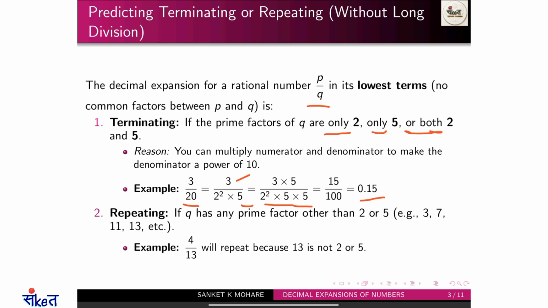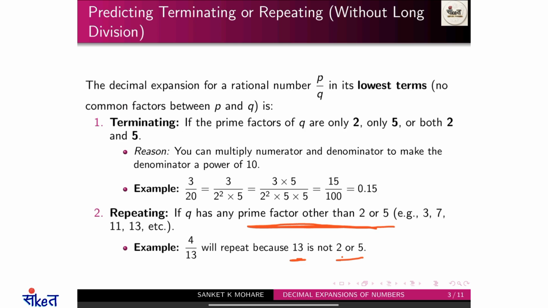That's why, if the prime factors of the denominator are only 2, or only 5, or both 2 and 5, then the decimal expansion of such a rational number is terminating, because in the denominator we can convert it to a power of 10. Second, repeating: if Q has any prime factor other than 2 or 5, then the decimal expansion of the rational number P by Q is repeating. For example, 4 by 13 will repeat because 13 is a prime factor which is not 2 or 5. That's why 4 by 13 has a repeating decimal expansion.